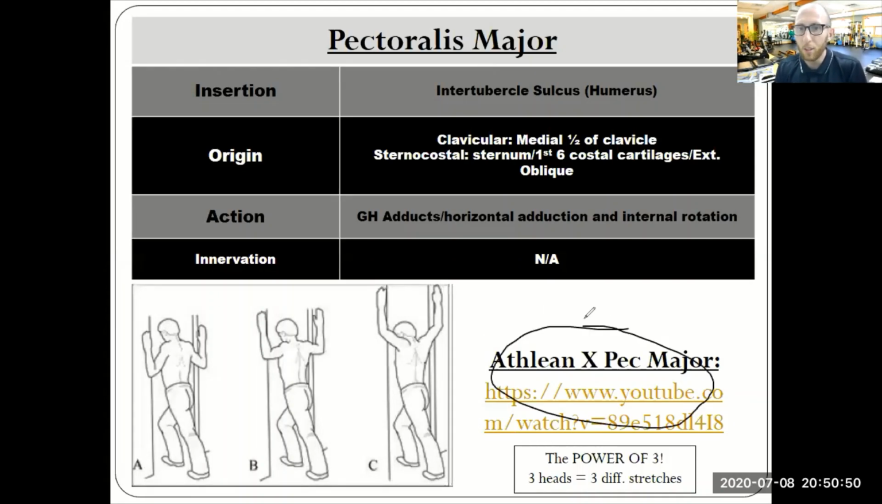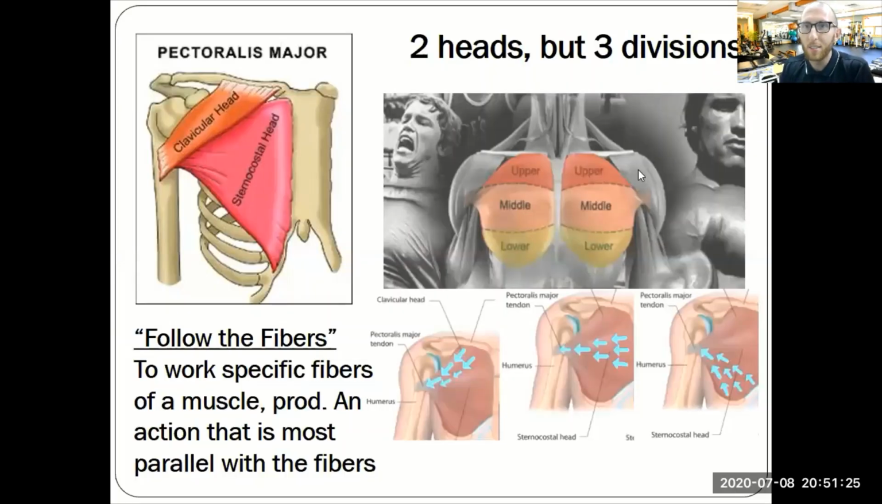So check that out. But also, power of three. If there's three heads, or not three heads, Ian, there's three divisions, two heads, three divisions, then there's got to be three different stretches, three different exercises to strengthen it. So let's take a look at those. Here we can see the different divisions. We're back with Arnold Schwarzenegger: upper, middle, lower. Oftentimes, a lot of exercises like a push-up or a bench press will hit the middle, but don't forget about the upper and the lower.